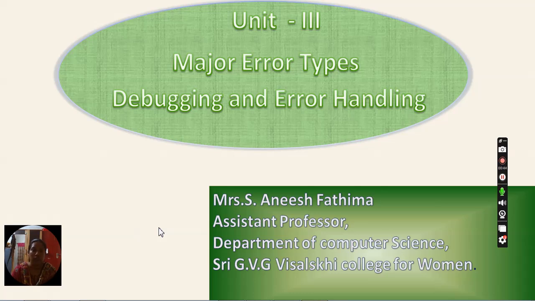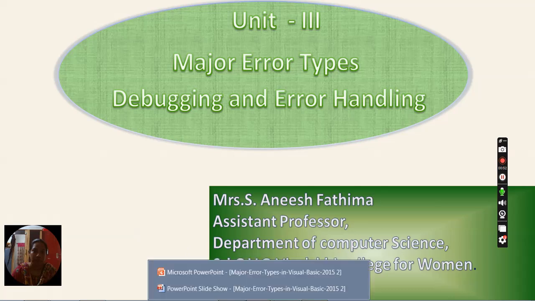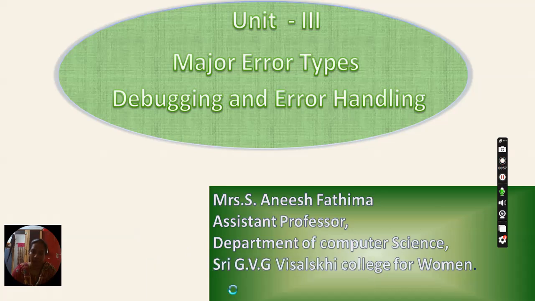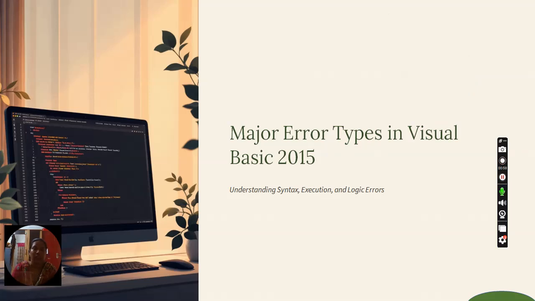This comes under Web Technology Paper Unit 3, Major Error Types and Debugging and Error Handling. The major error types in Visual Basic 2015 fall into three major categories. One is syntax errors, the next one is execution errors, and the third one is logical errors.